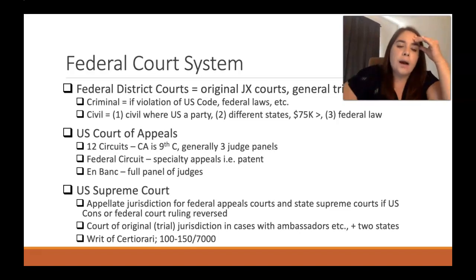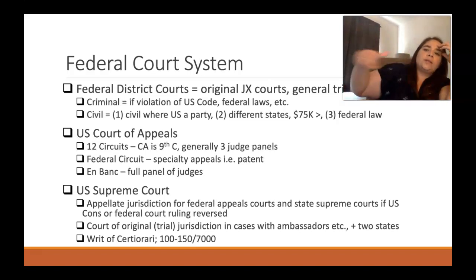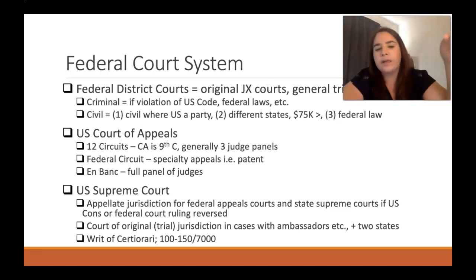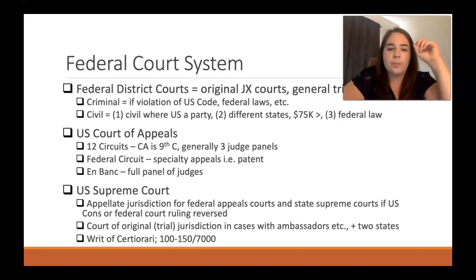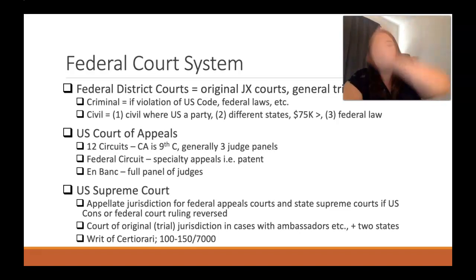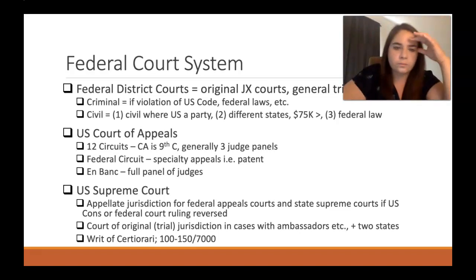So once it gets to the U.S. Supreme Court, it's got one more level. One. And let me tell you, that's the hardest level to get to. This is where we have the appellate jurisdiction for our federal appeals courts and our state Supreme Courts, as I explained in Riley, if the U.S. Constitution or a federal court ruling has reversed that issue. So if it implicates an issue of federal law, that's where it's going to go.